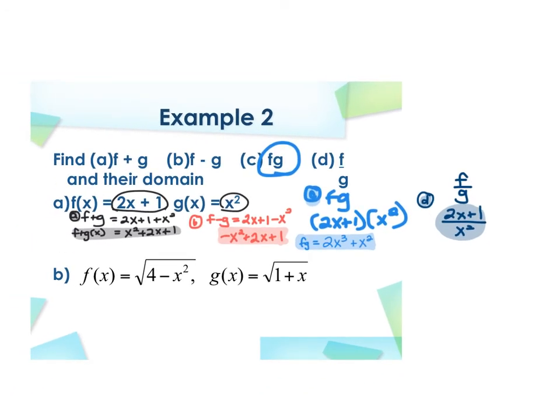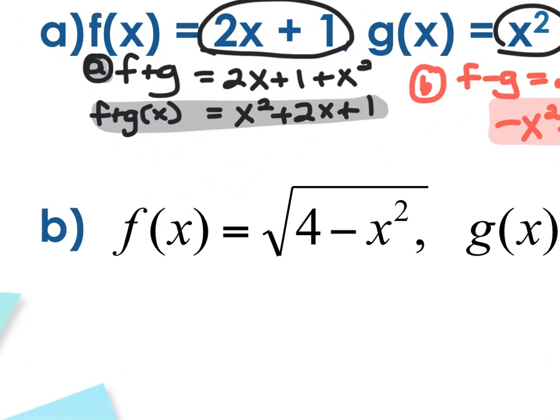Directions also said find their domains, right? So is there a domain restriction on A? What are we looking for? All of them. It's all real numbers, but what are we looking for? When do you know there's a domain restriction? There's a square root, or a variable in the denominator, right? Yes? We remember this? Yeah? Okay. So this domain would be all real numbers, or negative infinity to positive infinity.